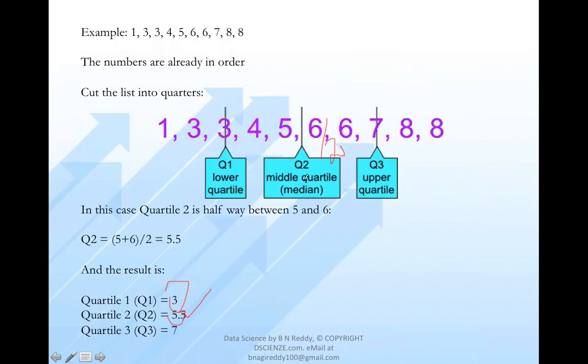quartile 2. Because here we got even values. In the first scenario, we got odd values. In odd values, it is very easy to identify the median. And the quartile 3 is 7. Here we got the formula for Q2. When we got even numbers, say 1, 2, 3, 4, 5, 6, 7, 8, 9, 10, we got 10 values. It's even. If we have 9 values, it must be the 5th.